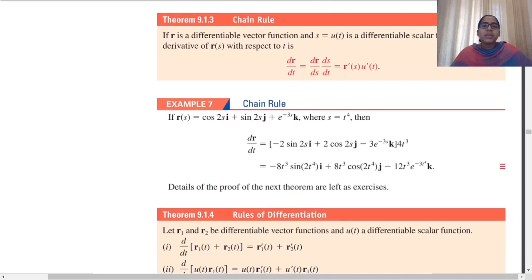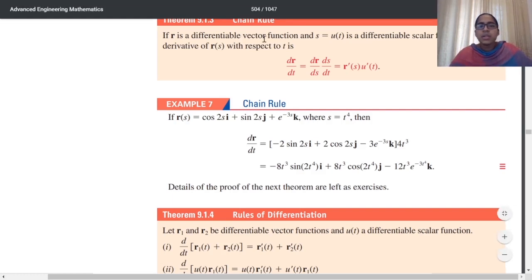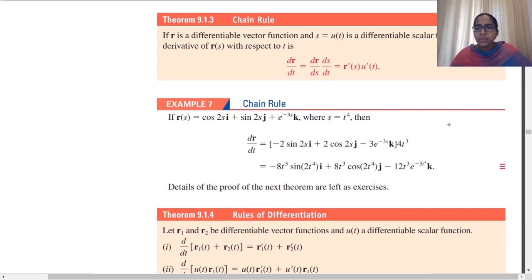Next we move on to theorem 9.1.3, that gives us an idea about the chain rule. We are all familiar with the chain rule and differentiation. So if r is a differentiable vector function and s is equal to u of t, that is s is another function in terms of t which is differentiable, then the derivative of r of s with respect to t is given by dr by dt, which will be dr by ds into ds by dt, which is also equal to r dash of s into u dash of t.